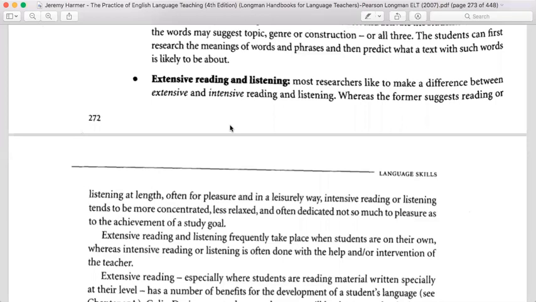And similar is the case, of course, with extensive listening also. Here the role of the teacher is to encourage the students and help them to choose for themselves what they would listen to for pleasure, and for general language improvement, right?